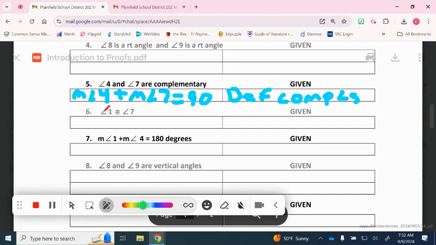How about number 6? It says angle 1 is congruent to angle 7. So what do we know? Go ahead. Okay, so we're going to state that the measure of angle 1 equals the measure of angle 7. Are you guys noticing how that transitions a little bit back and forth? Okay, and what's the reasoning?